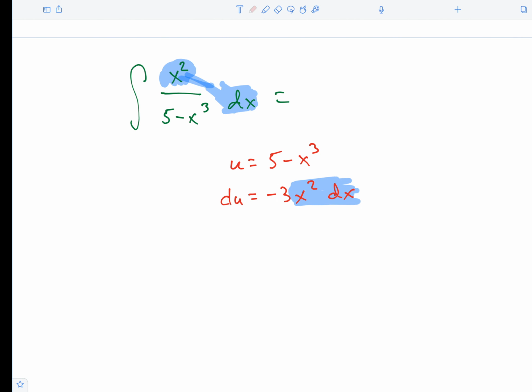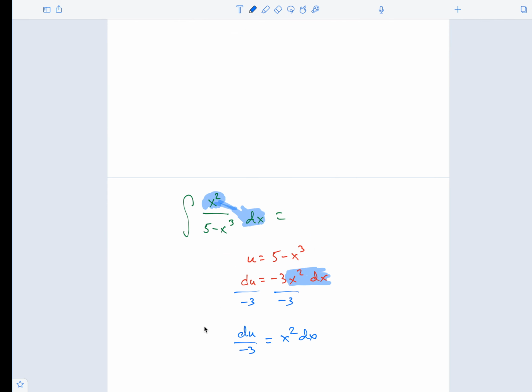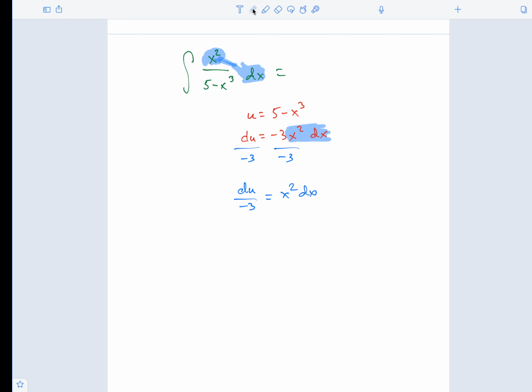So what I'm going to do, just to make it a little easier on the eyes, we're going to divide through by negative 3. So du over negative 3 equals x squared dx. And so now I can do some u sub here. So let me see if I can make this a little smaller. Yeah. So now this will be my friend, we're going to go ahead and substitute it. So I'm going to rewrite this as 1 over u du over negative 3.